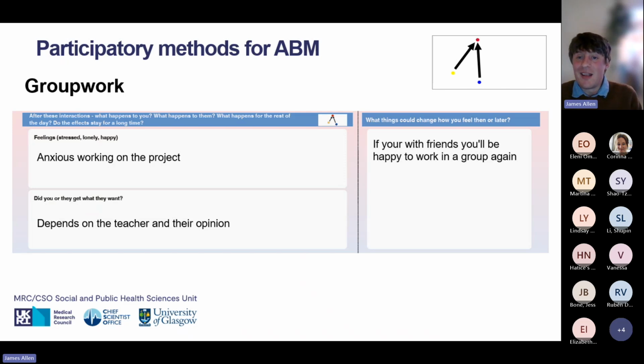If you're friends, I always find this one really hard to read out. If you're with friends, you'll be happy to work in a group again. So again, these kind of social situations. So from this, we're really learning about what are the good social interactions, but also the sorts of rules that should be put into a model. Are questions like, is an agent with their friend? How do they interact in those ways?